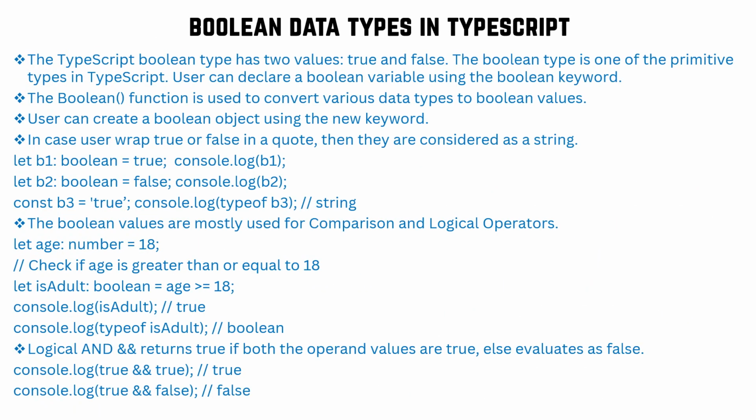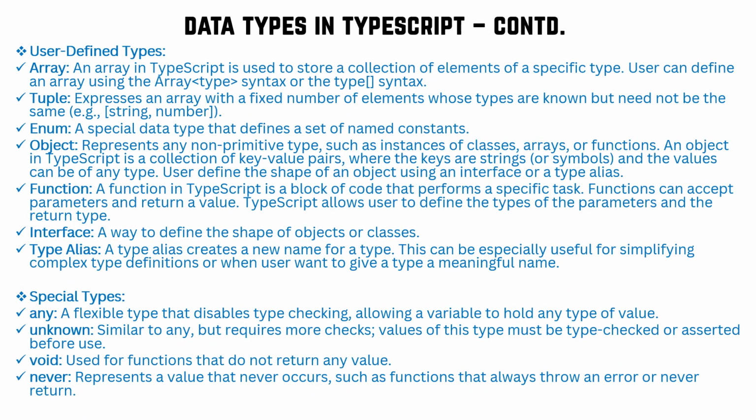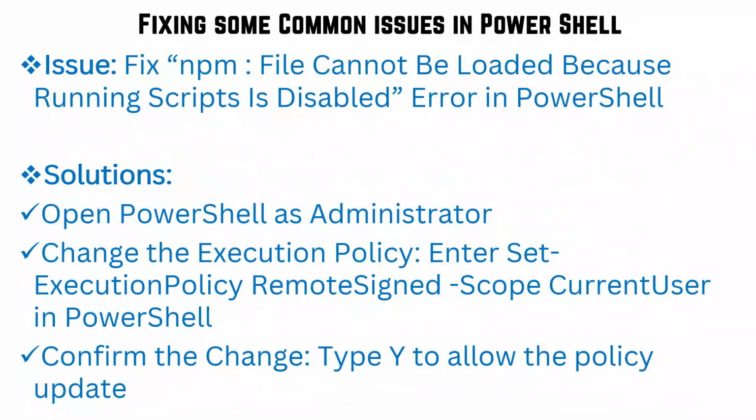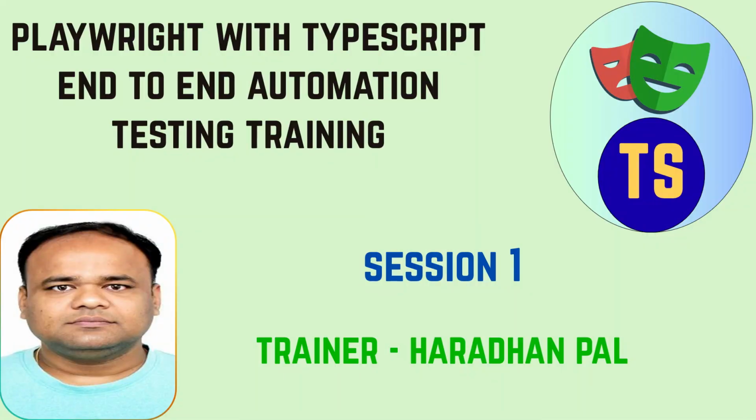Okay, the remaining data types are the user defined ones: array, tuples, enum, object, function, interface, and type, which you'll understand later, and the special data types any, unknown, void, never, which we'll discuss tomorrow. So let's recap once more. After that I will take a pause for any kind of questions and we'll discuss it.